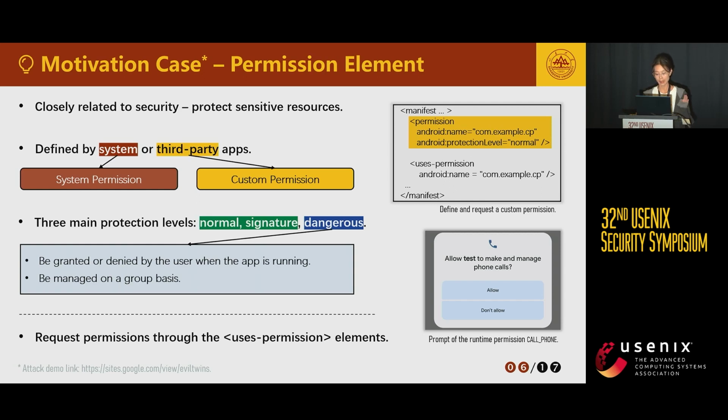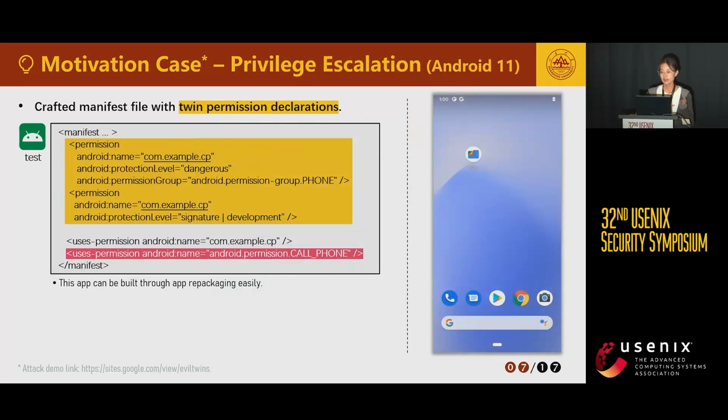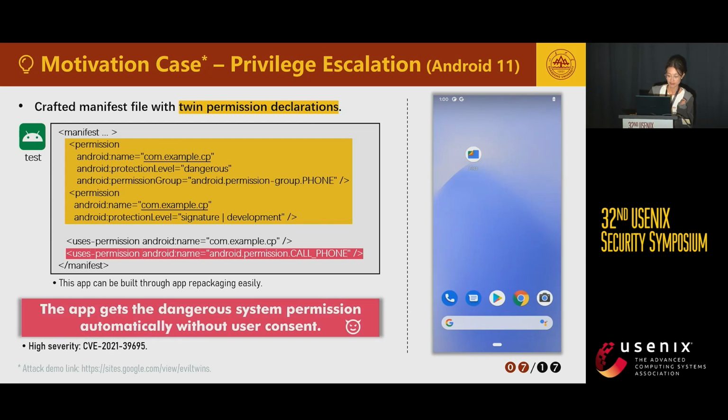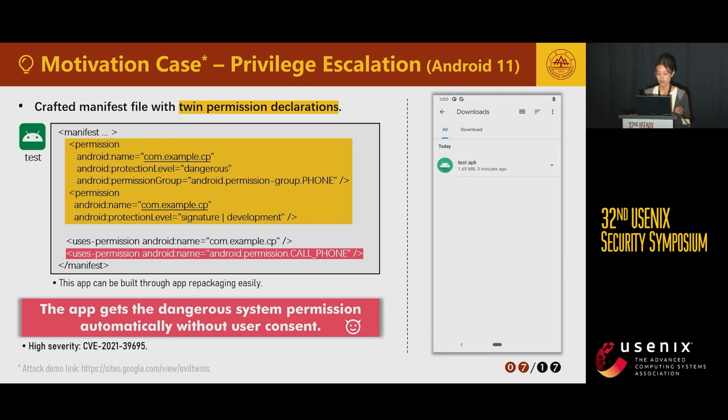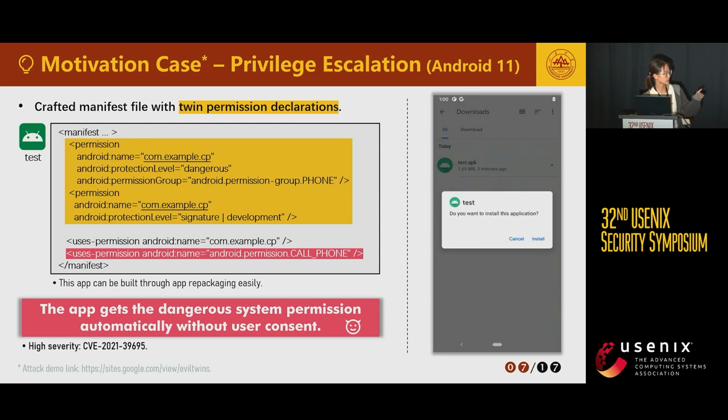Besides, if an app wants to use a permission, it should request it through the uses-permission element. As an attacker, we build this manifest file, which declares twin custom permissions with the same name but different protection levels and groups. Also, it requests this custom permission and the camera permission. And once a victim user installs this app on her phone running Android 11, this app can instantly get the camera permission without user consent. Let's see the attack demo. We installed the app test. It's apparently harmless.